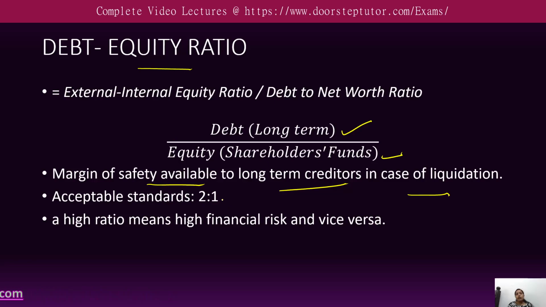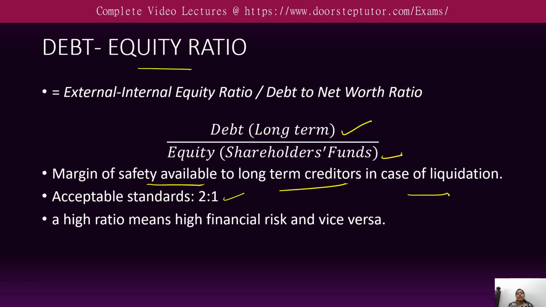The ratio can go up to 2:1. That can be twice as much as equity, but beyond that is usually not considered desirable. So a high debt equity ratio means that the debt component in the capital structure is too high, which is risky, because just in case the company goes insolvent, there is a chance that the long-term creditors wouldn't get their amounts back.